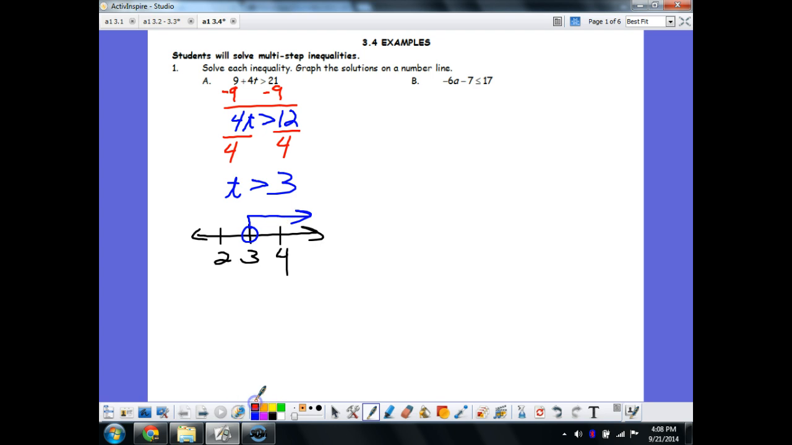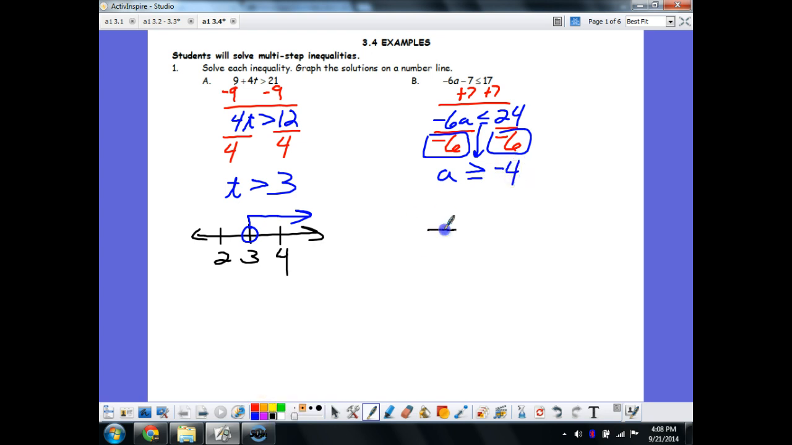In our second inequality, we will start by adding 7 to both sides, just like we would with equations. When we do that, we have negative 6a is less than or equal to 24. Then we divide both sides by negative 6. Be very careful: since we are dividing both sides by negative 6, we need to flip the inequality so it becomes greater than or equal to, just like we talked about in sections 3.2 and 3.3. And 24 divided by negative 6 is, of course, negative 4.